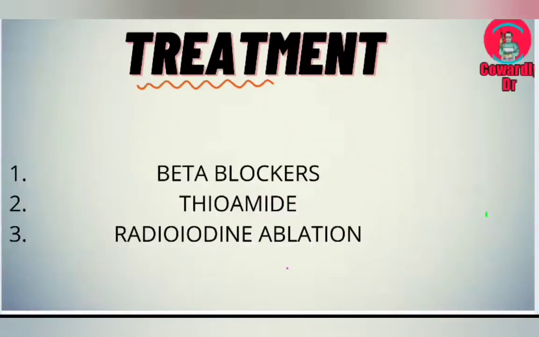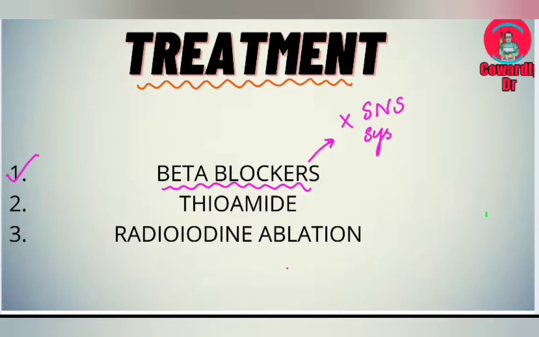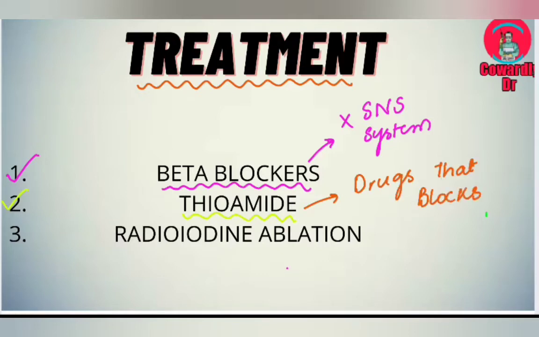Now we will discuss the treatment of Graves' disease. The first treatment would be the beta blockers. What the beta blockers do is they will block or inhibit the sympathetic nervous system. The second treatment includes the thioamide. What is thioamide? Thioamide is basically a drug that blocks peroxidase.